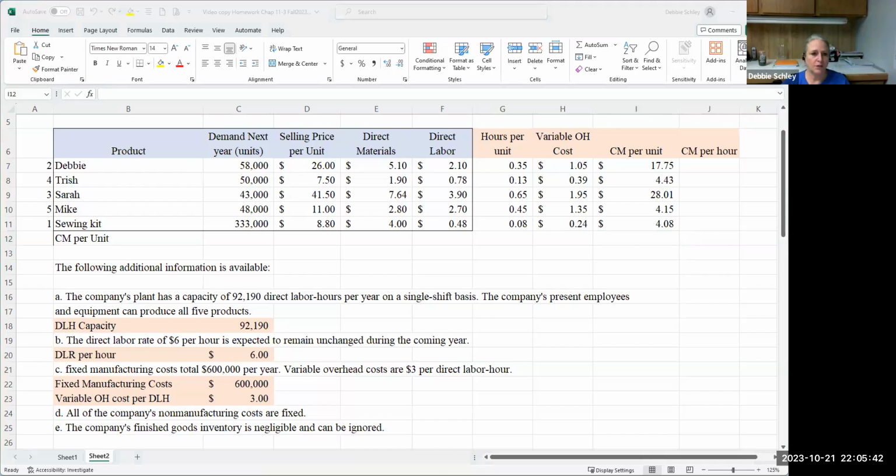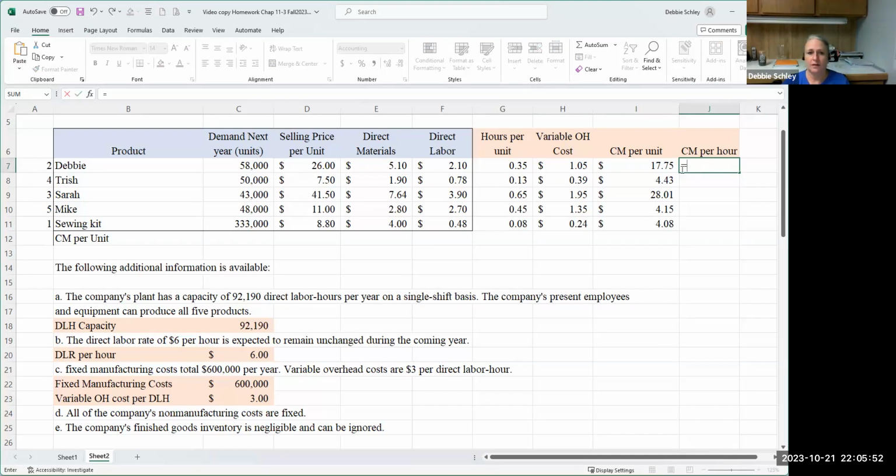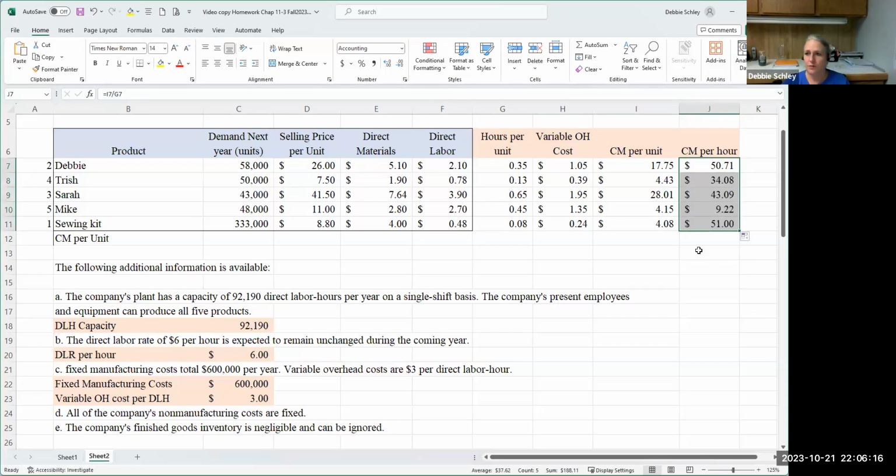And now I know one of the questions down below also asks for the contribution margin per hour. And so I'm going to take the contribution margin per unit and divide that by the hours per unit. And that gives me my contribution margin per hour. And this is going to be important because this will show us which one is most profitable by looking at the contribution margin per hour.